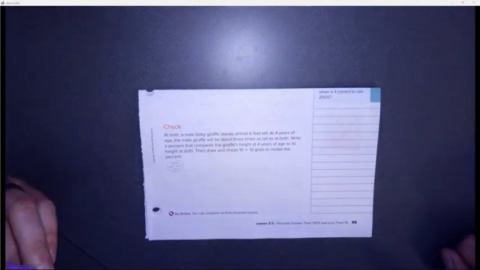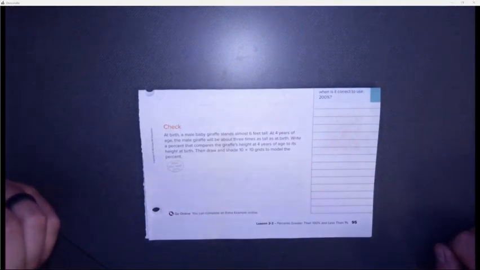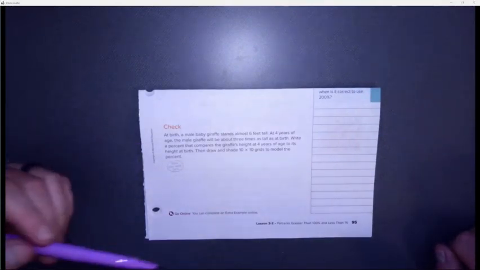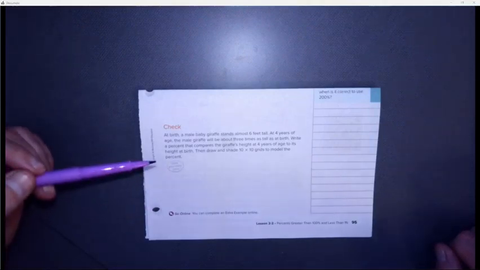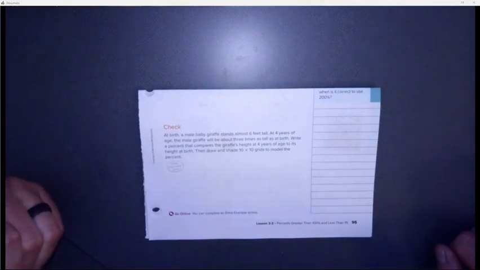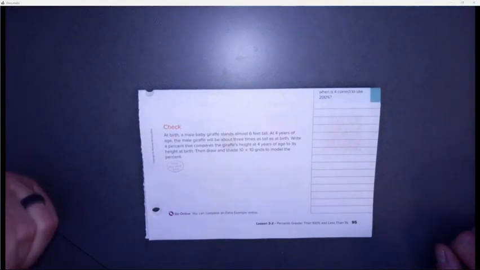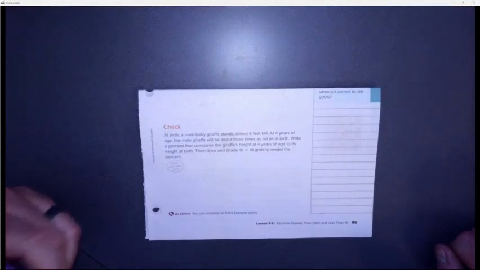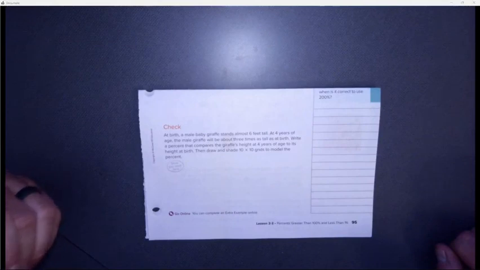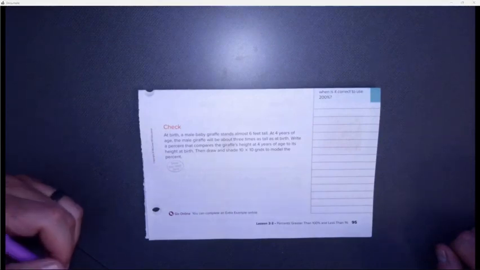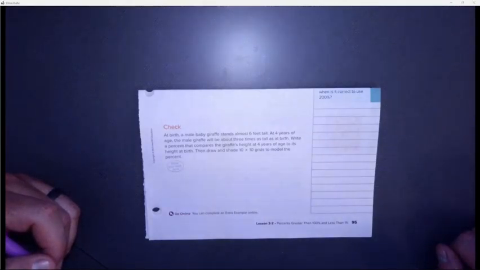Other times they may ask us to model a percent. And we see in this check problem on page 95, it says, at birth, a male baby giraffe stands almost 6 feet tall. At 4 years of age, the male giraffe will be about 3 times as tall as at birth. Write a percent that compares the giraffe's height at 4 years of age to its height at birth. Then draw and shade a 10 by 10 grid to model the percent.